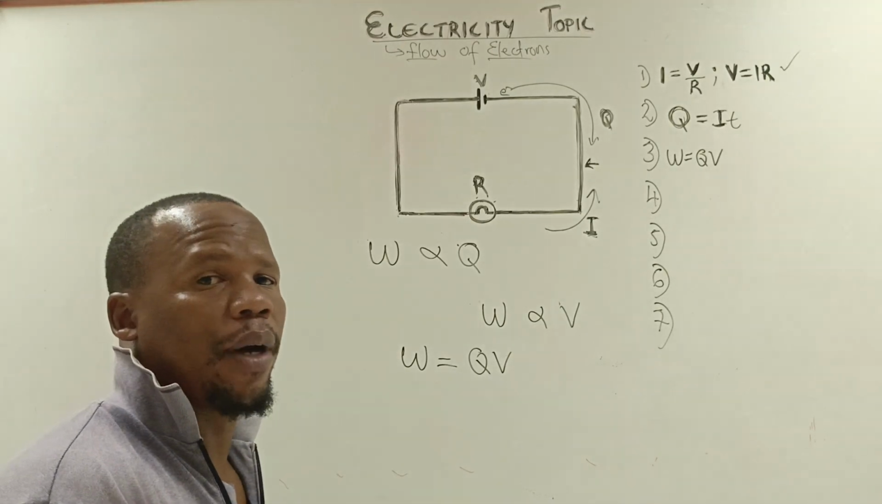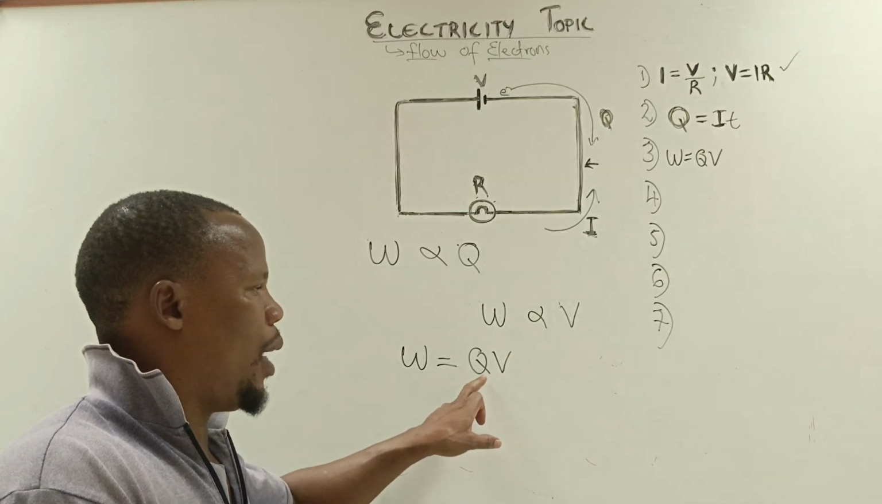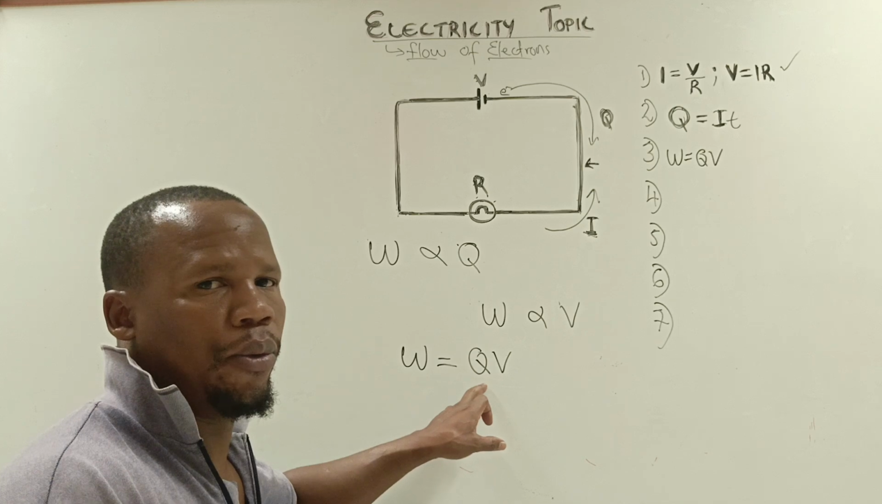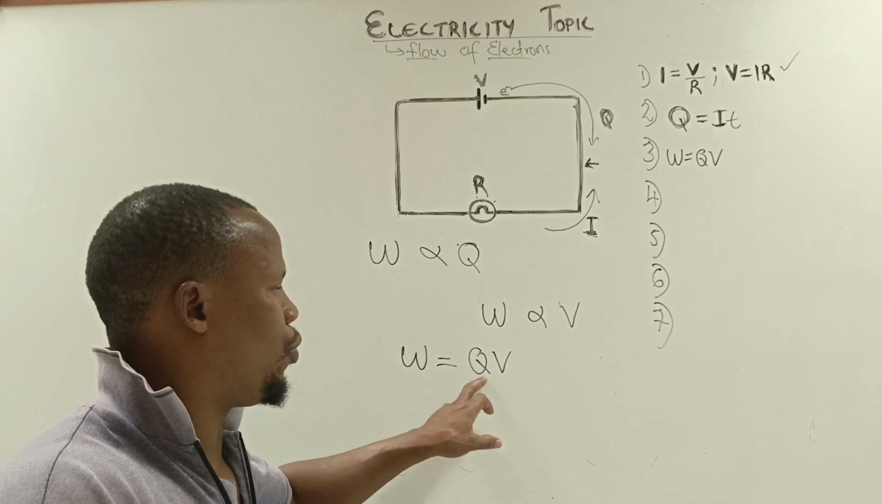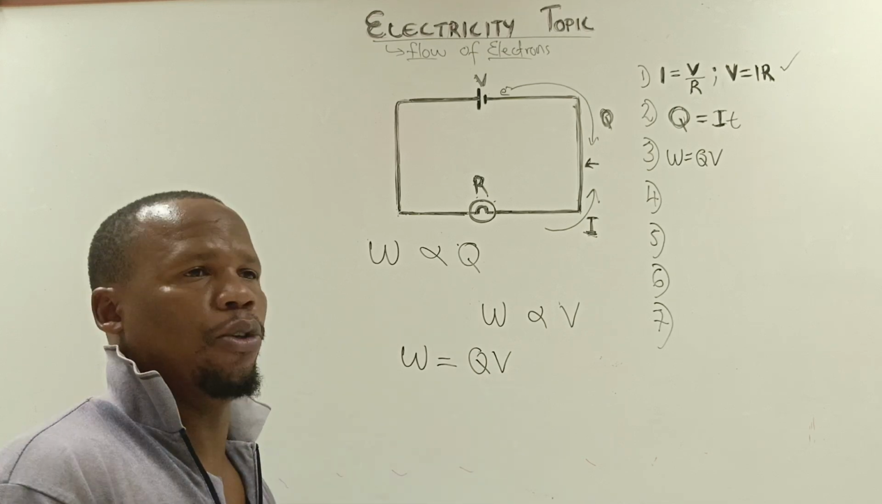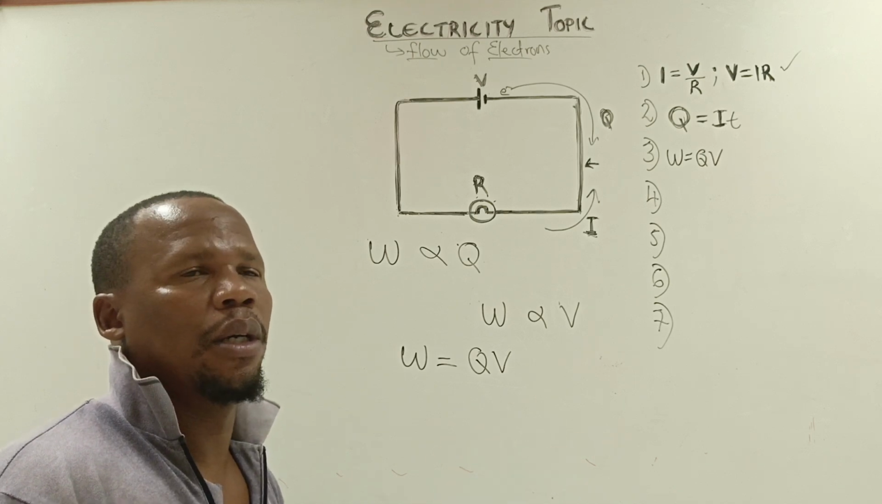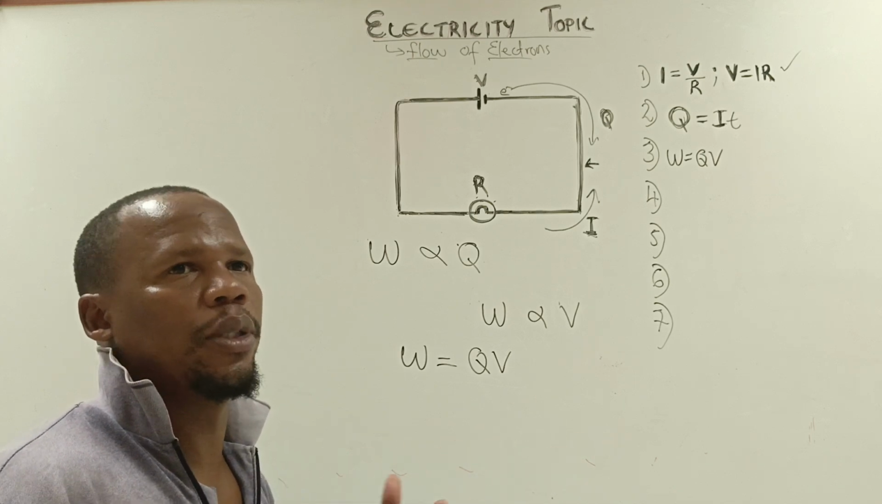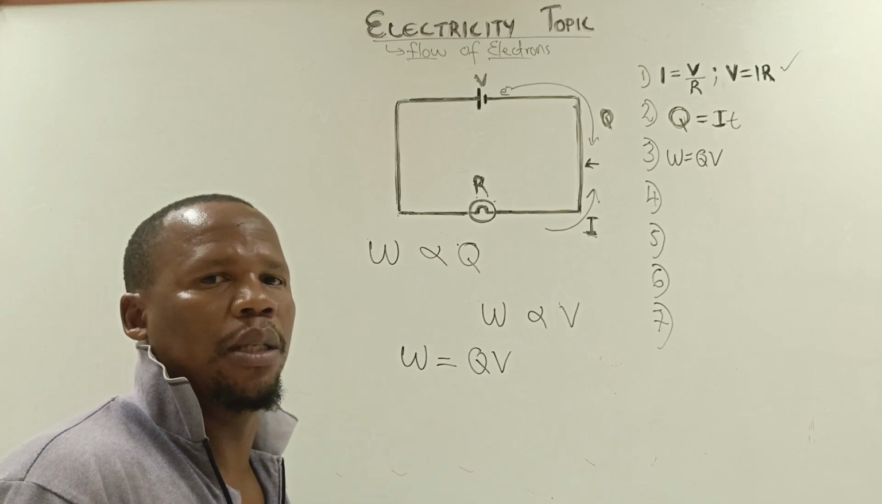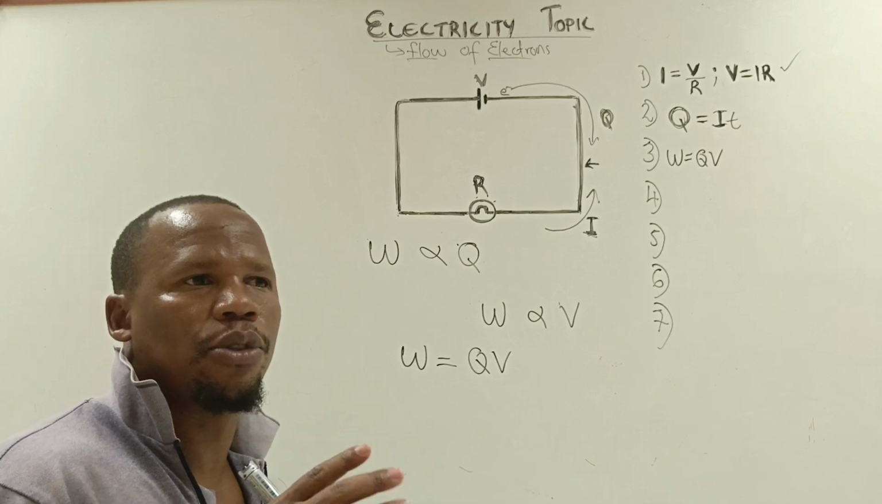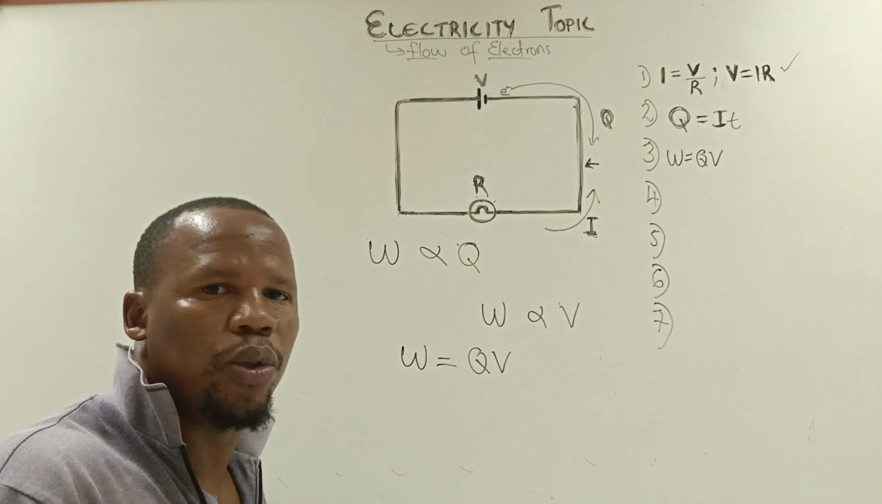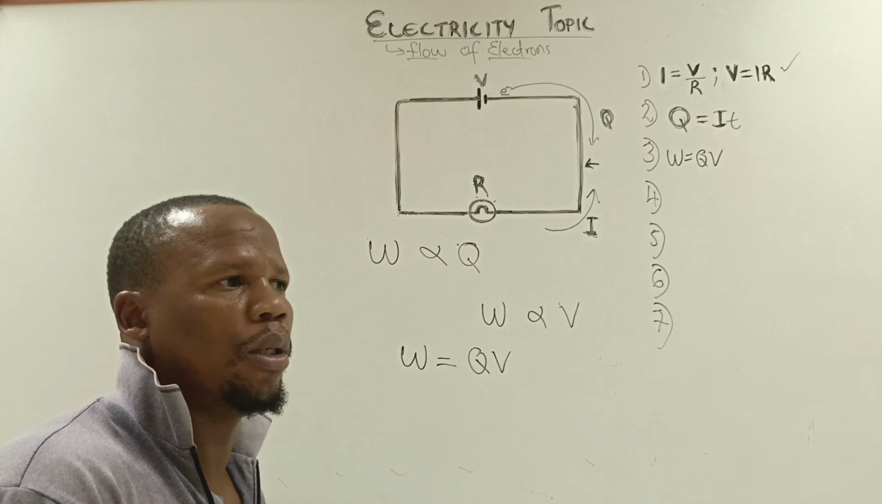We can offer the charge and we can offer the voltage. We have 10 coulombs being driven around the circuit by 12 volts. What is the amount of work done in this circuit? We have 10 times 12, which is 120 joules. 120 joules.